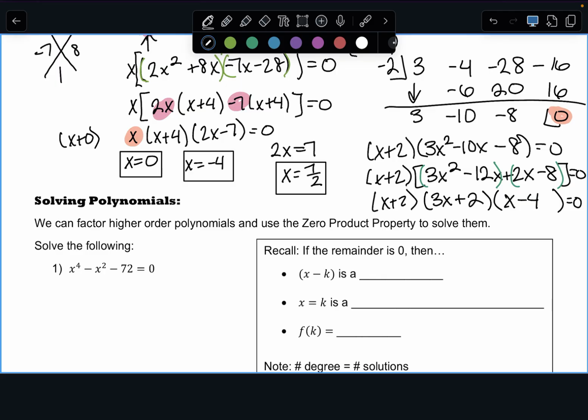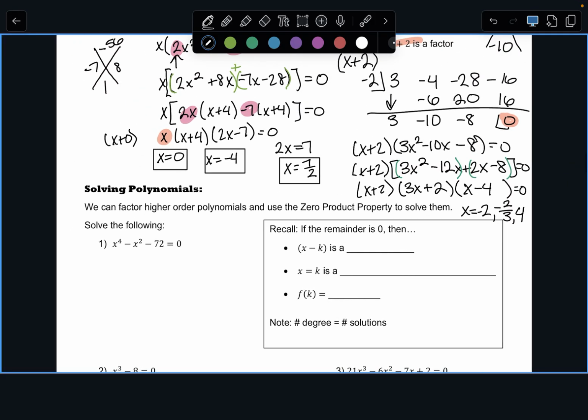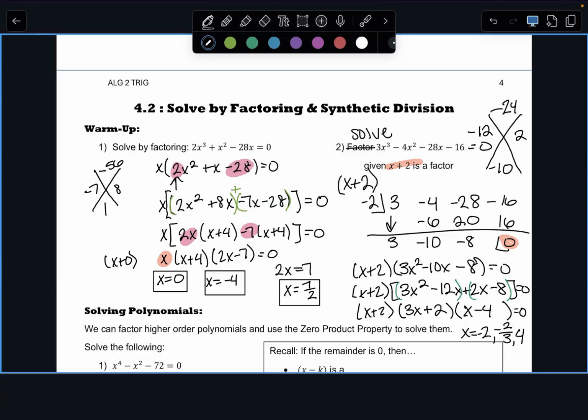Now that it's factored, what should I do with each of those pairs of parentheses? We don't want to FOIL because that would get us back to what we started with. Set them equal to 0. Anytime you have a bunch of things multiplied together, set them equal to 0. So for this first one, what solution would this give me? -2. Okay. This one, if I subtract the 2 and divide by 3, -2 over 3, and then +4. Again, just double check. 1, 2, 3 solutions, and the exponent that we started with was 3.